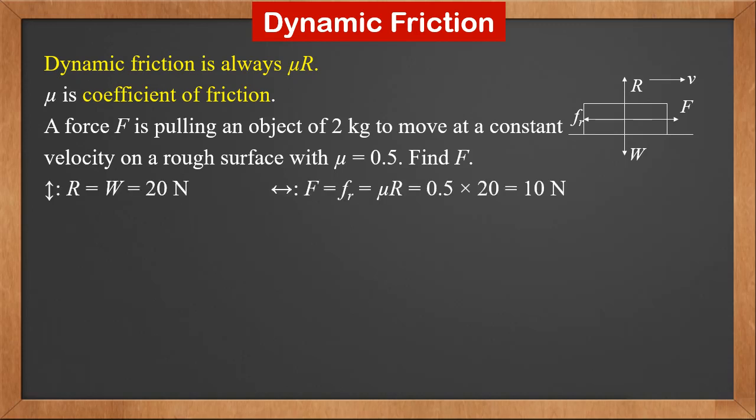So vertically, R equals W, which is 20 Newton. Horizontally, F equals friction, which is μR. This is 0.5 times 20, which is 10 Newton.